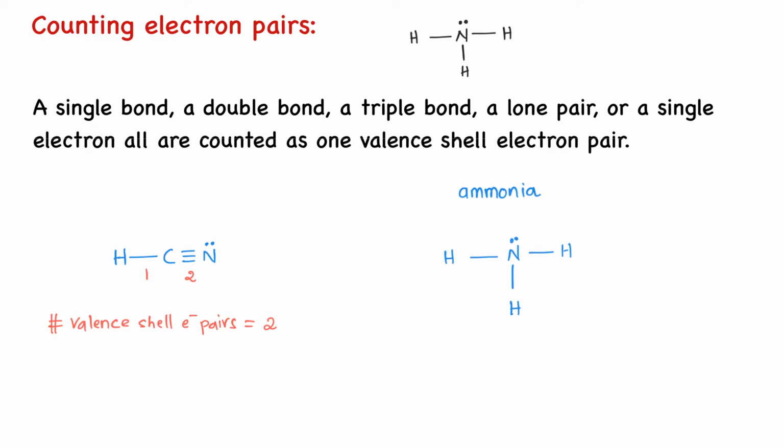Similarly, for ammonia, the central atom nitrogen has 3 single bonds with 3 different hydrogen atoms and one lone pair around it. Single bonds are counted as one valence shell electron pair, and each lone pair is counted as one valence shell electron pair. Therefore, nitrogen in total has 4 valence shell electron pairs around it.